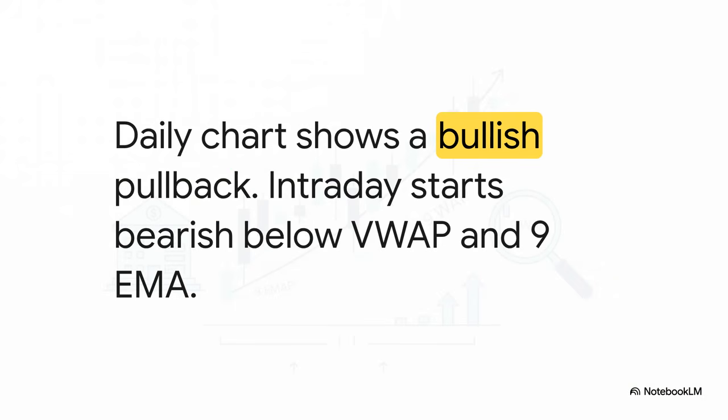Look at this Intel example. The daily chart shows a really nice bullish pullback, so we're definitely leaning toward longs. However, intraday, the price opens super weak below both the VWAP and the 9 EMA. It is clearly in the very bearish quadrant. So what's the play? We sit on our hands. We patiently wait for the buyers to prove themselves by reclaiming those key levels.